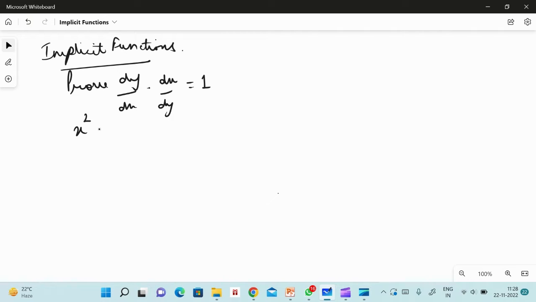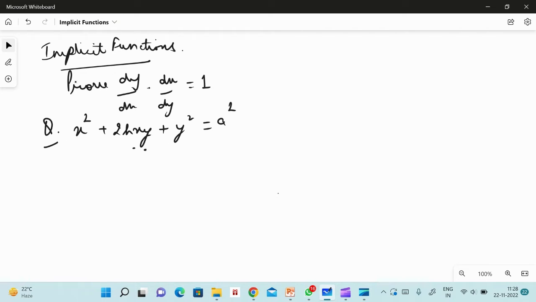How do we come to know that the question is related to that? Because it is given that x square plus 2hxy plus y square is equal to a square, right? So you can see here x and y are connected with each other, meaning we may not be able to separate these two. So here we can say yes, it is a case of implicit function.